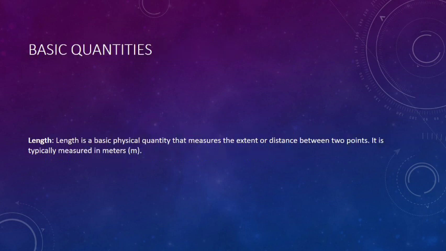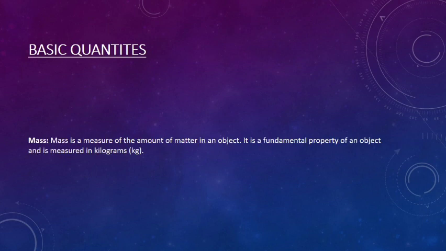Basic quantities. Number 1, length. Length is a basic physical quantity that measures the extent or distance between 2 points. It is typically measured in meters. Number 2, mass. Mass is a measure of the amount of matter in an object. It is a fundamental property of an object and is measured in kilograms.